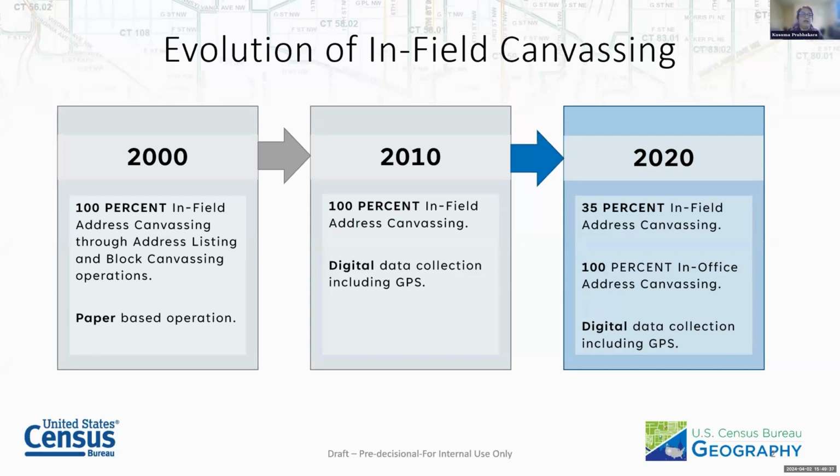In 2000, 100% of in-field address canvassing was performed through paper-based operations using books of printed address registers and printed maps at the assignment area level of geography. In 2010, 100% of in-field canvassing was performed using handheld devices that captured address updates in GPS and relative coordinates. In 2020, there was a major shift in methodology. 100% of the addresses in the address frame were reviewed during in-office address canvassing as opposed to in-field, and 35% of the addresses were identified for in-field address canvassing as areas of possible coverage issues.